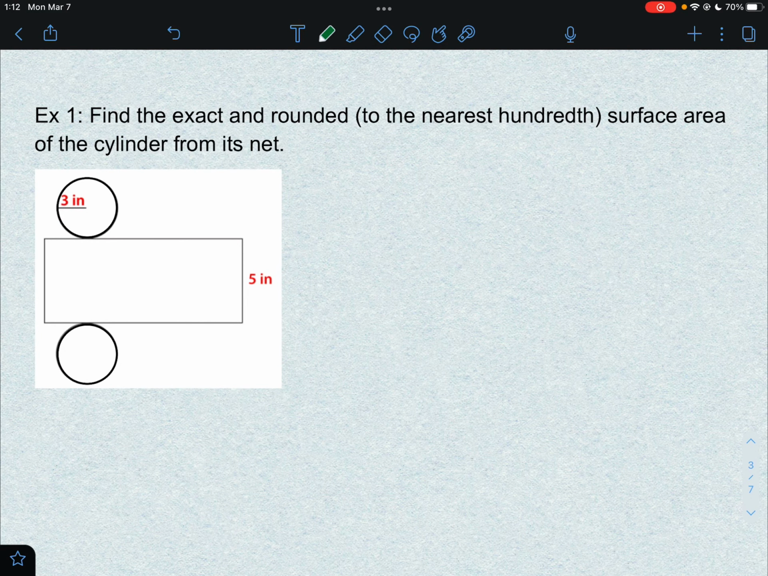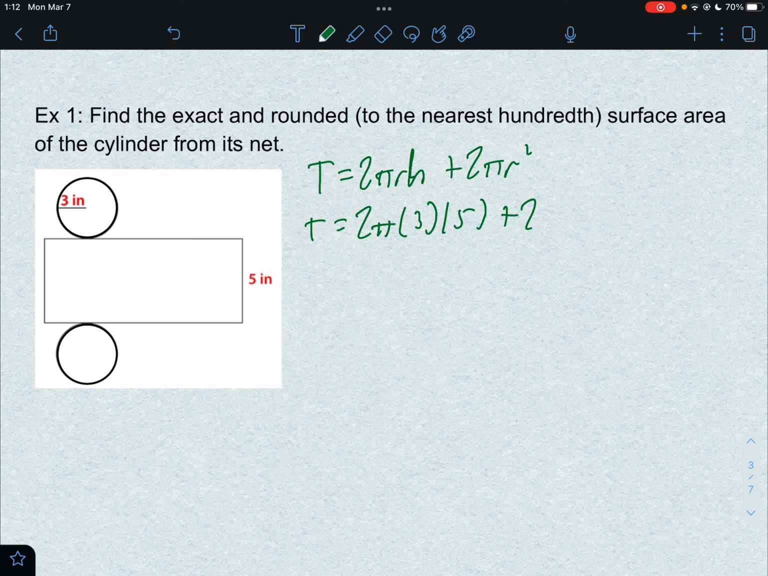So let's take a look at our first problem, and let's try to find the surface area of a cylinder from its net. It's exact and rounded to the nearest hundredth. So let's start by writing down our formula, 2 pi r h plus 2 pi r squared. All we're going to do is put in a 3 everywhere we see an r, and a 5 where we see an h.